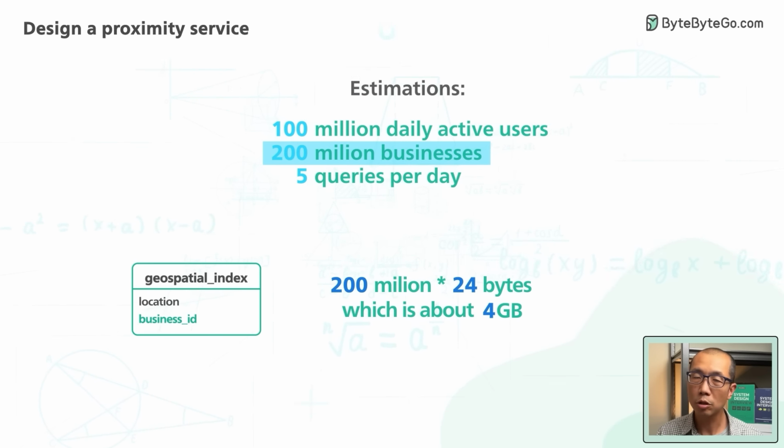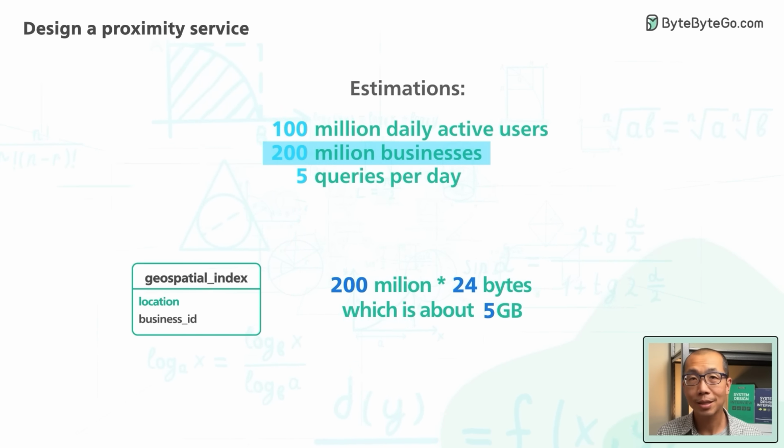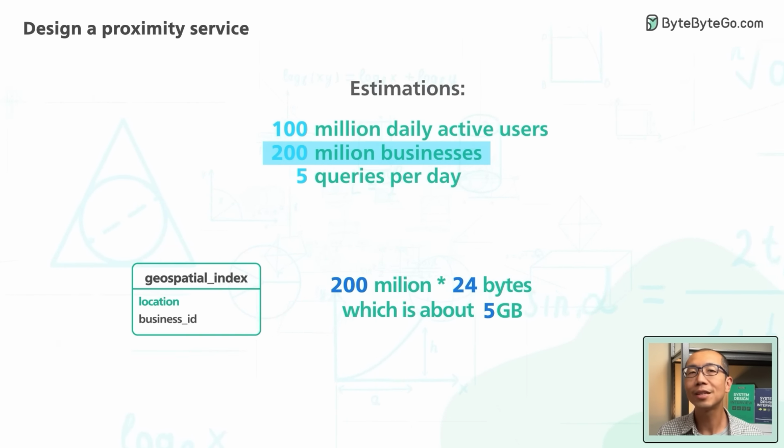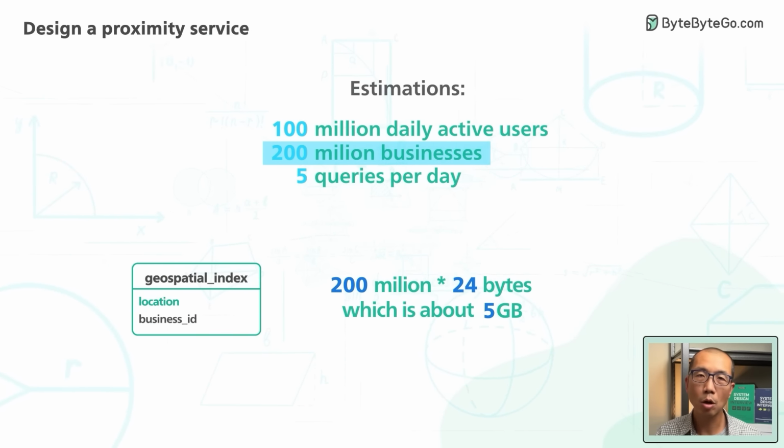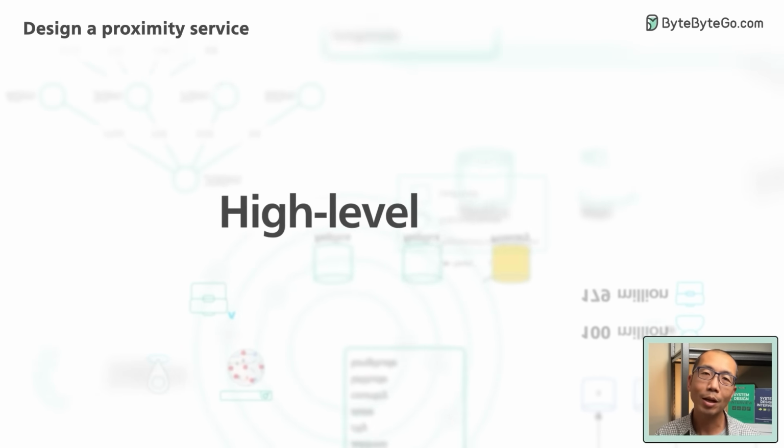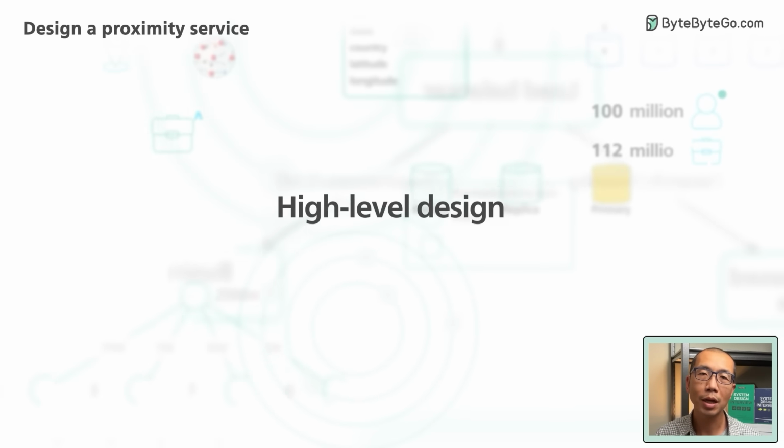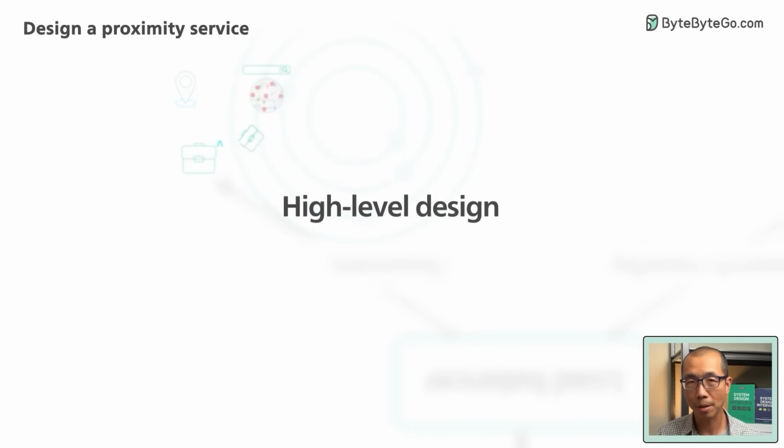That's about 200 million times 24 bytes, which is about 5 gigabytes. Now, this tells us that this data set for location search is tiny. When the database is this tiny, we have a lot of design options, including those that are purely in-memory only. We're now at a point where we know enough to put together a rough high-level design diagram.